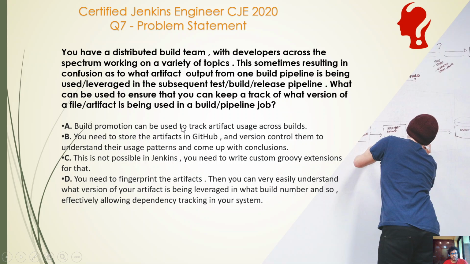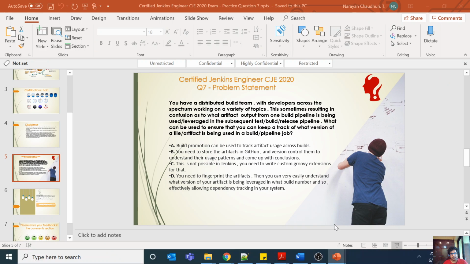Option A, build promotion can be used to track artifact usage across builds. B, you need to store the artifacts in GitHub and version control them to understand their usage patterns and come up with conclusions. C, this is not possible in Jenkins. You need to write custom Groovy extensions for that. D, you need to fingerprint the artifacts, then you can very easily understand what version of your artifact is being leveraged in what build number and so on, effectively allowing dependency tracking in your system.